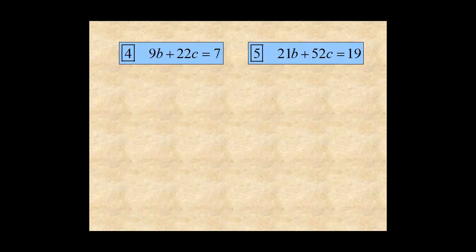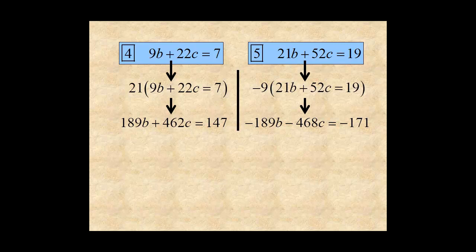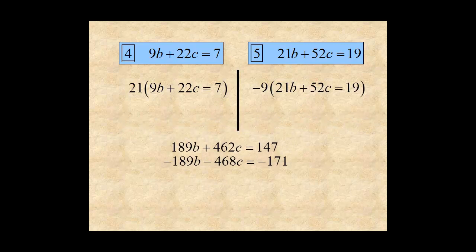Now you have a linear system with two equations. You know how to solve this from the previous lesson. Multiply equation 4 by 21 and equation 5 by negative 9. When you add them together, the b variable is eliminated, and you can solve for c equals 4.